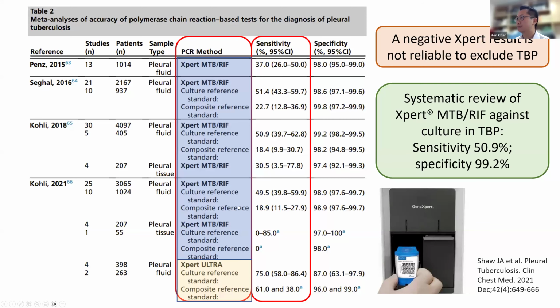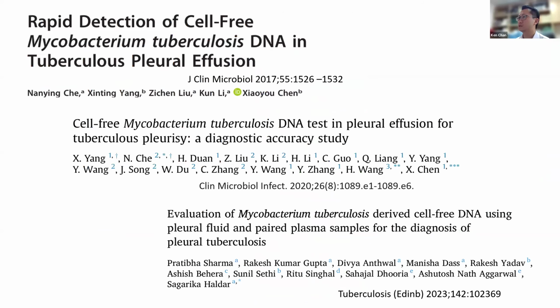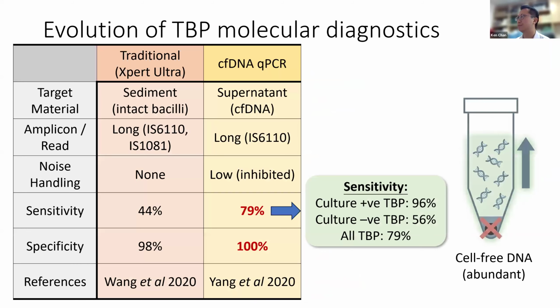And this is also recapped by Jane in the review that the sensitivity is around 50% for TBP when using Expert or Expert Ultra. Subsequently, with further advancement of understanding, we know that we can check the cell-free DNA in the supernatant. Here are the 3 key papers that were published a few years ago, from China and also from India.